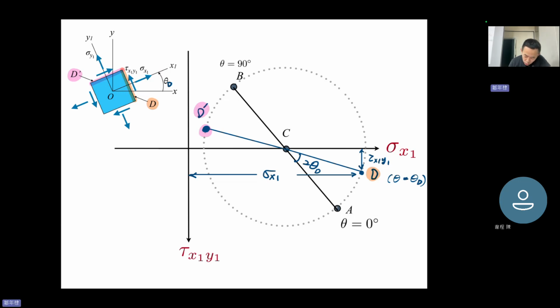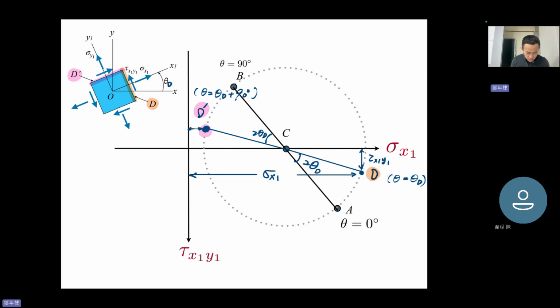All right. And also you know that this is 2 theta d. Of course, you know this point and this point will have a 180 degree difference. And this D plane will be theta equal to theta d plus 90 degrees. So in the real world, rotate 90 degrees, and in the small circle world, you get 180 degrees more.